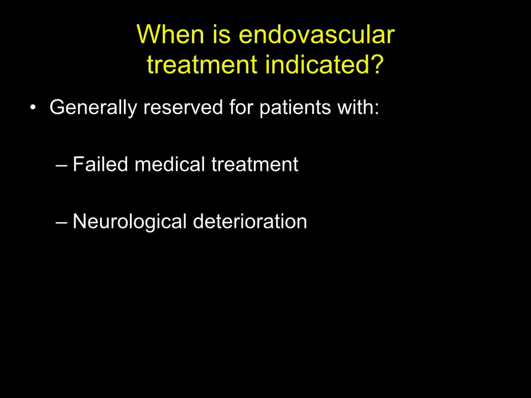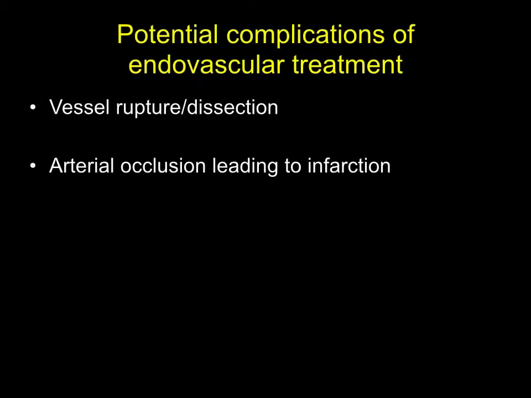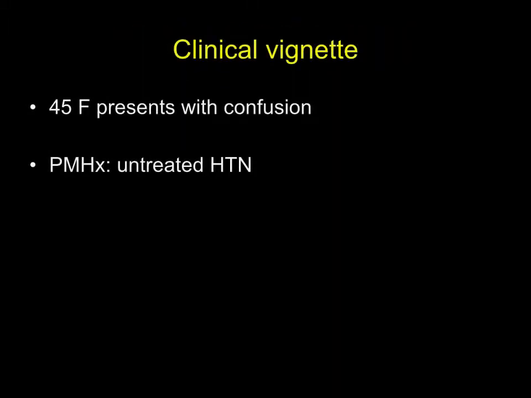Endovascular treatment is generally reserved for patients who have failed medical treatment and are exhibiting neurologic symptoms such as a decreased level of consciousness and or focal neurologic deficits. Although very rare, the main complications associated with endovascular treatment are vessel rupture or dissection, as well as arterial occlusion causing a stroke. With that information, we will now review a real case of a patient who was treated for symptomatic vasospasm.